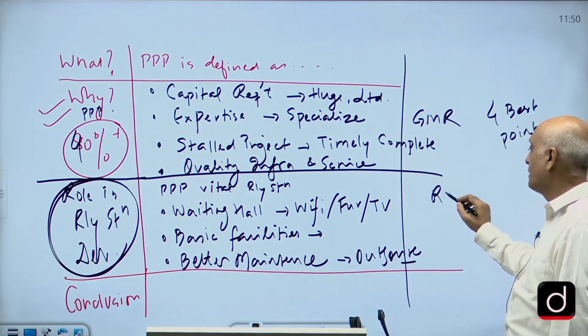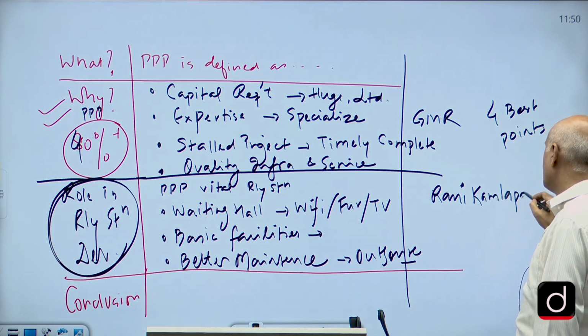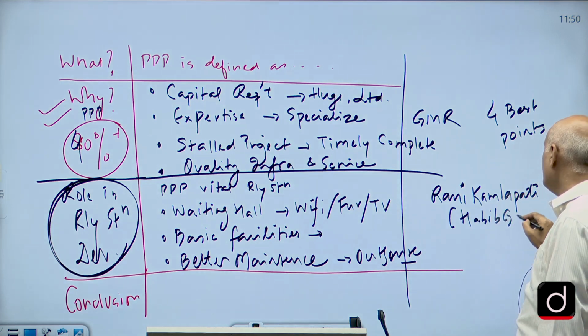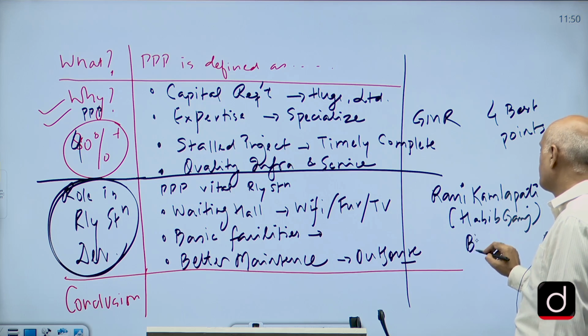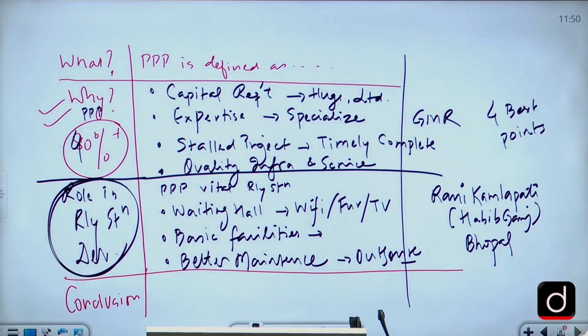And you can give an example of some railway station, like recently we have seen the opening of Rani Kamlapati, which was earlier Habibganj station in Bhopal, which was opened by, I guess, our Prime Minister. And it is a world-class railway station made in the private sector, PPP sector, through the Bansal Constructions Company and Indian Railways partnership. And this is no less than an airport in the country. So these are some good points which you can add.